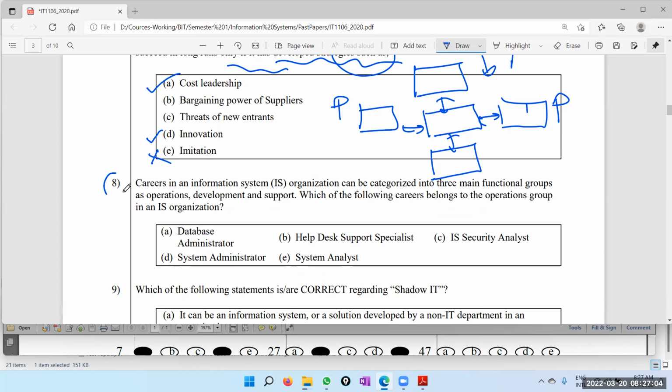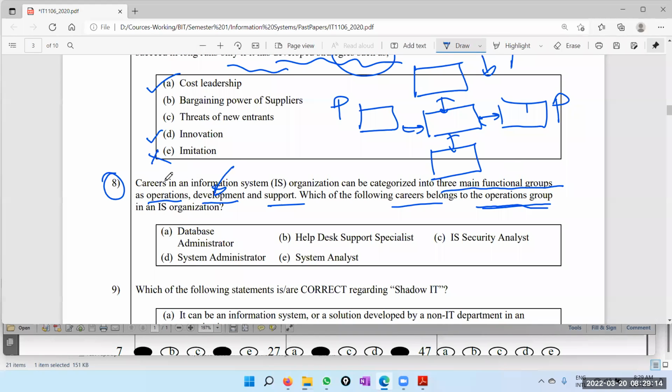Right. 8th. Careers in an information system organization can be categorized into 3 main functional groups. Okay. Operations, development, support. Which of the following careers belongs to the operations group? So they say we can subdivide it into operations, development, and support. Right. So development means developing software, like software developers, quality assurance engineers, project managers, business analysts. So that is development.